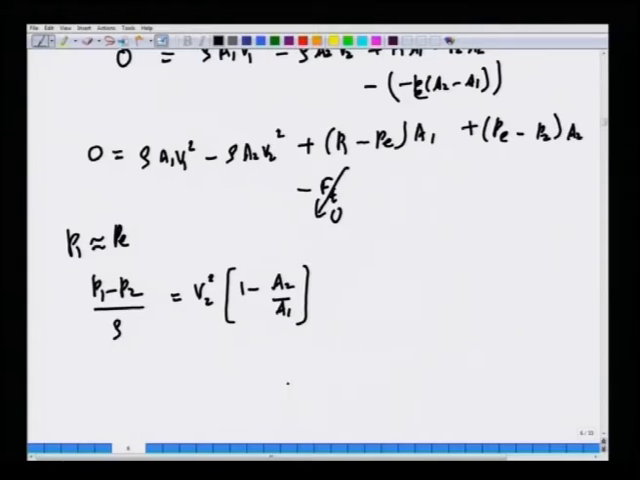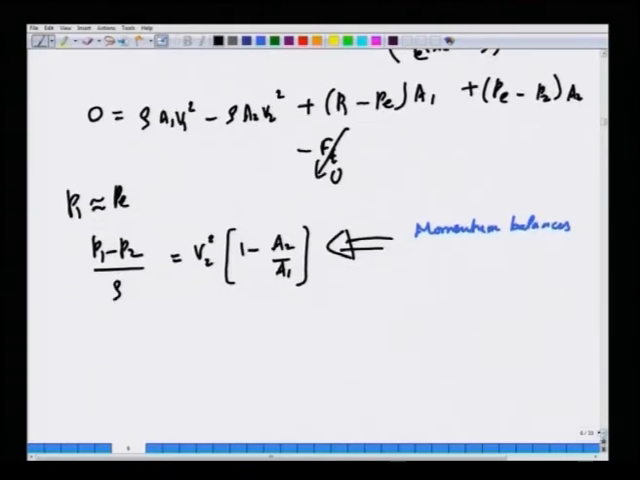Okay. This is from the momentum balance. This is what the integral momentum balance gives us, after making two assumptions: that the shear stresses are 0, and that the pressure at the sudden expansion is the same as the pressure upstream.